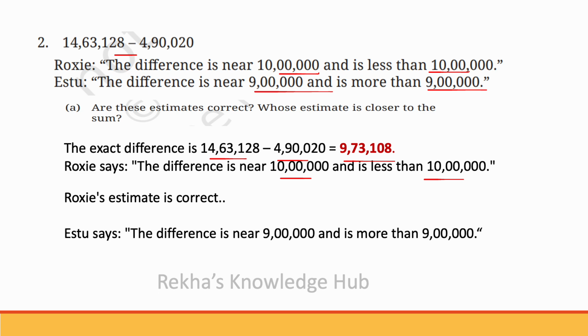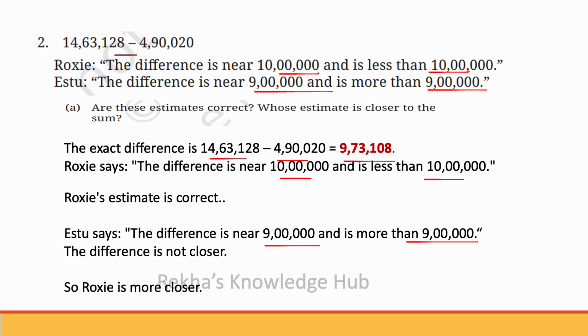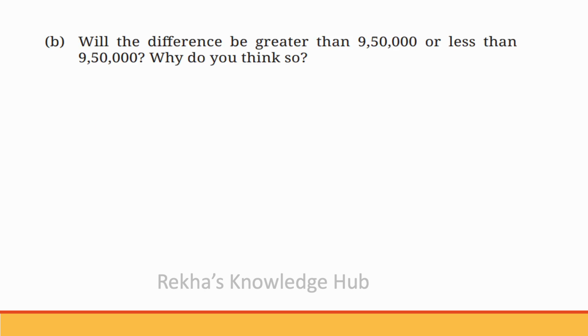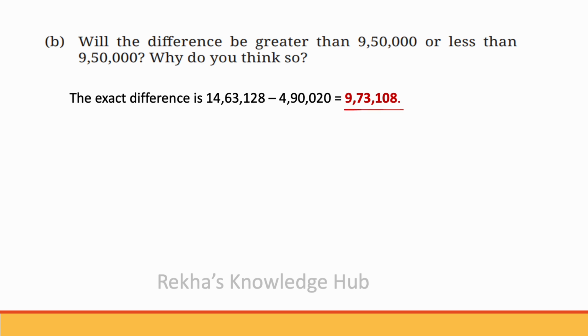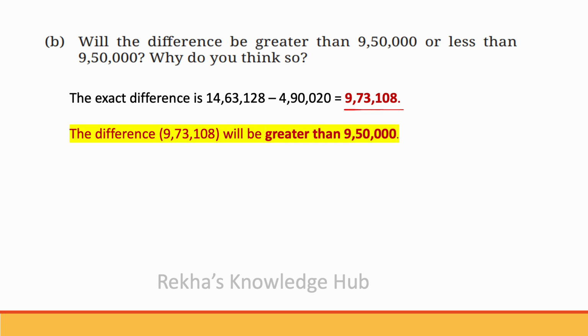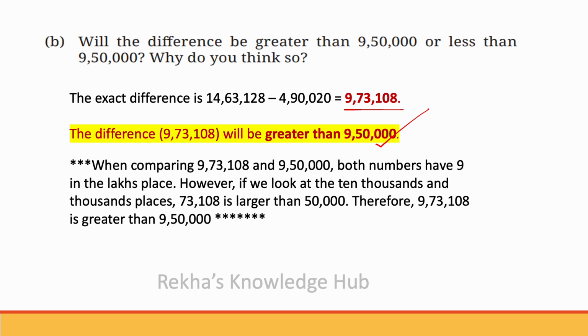Then what does S2 say? The difference is near 9 lakh and is more than 9 lakh. See, it is more than 9 lakh, but the difference is not closer. So, Roxy is closer. Will the difference be greater than 9,50,000 or less than 9,50,000? Why do you think so? See, the exact difference is 9,73,108. This difference is greater than 9,50,000. See, how to check this answer I have given here. Please go through it.